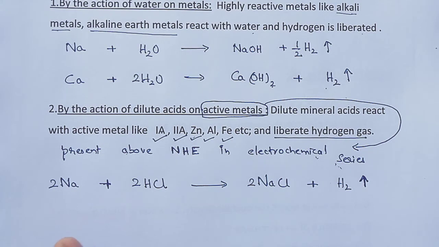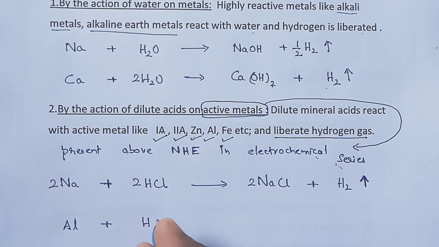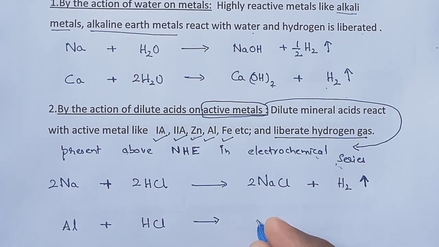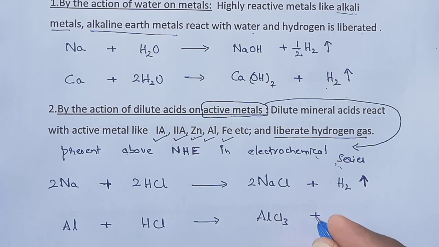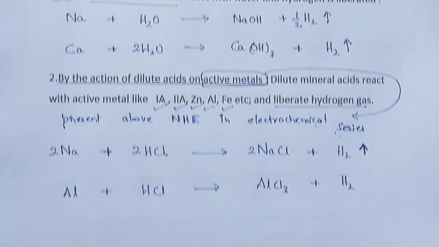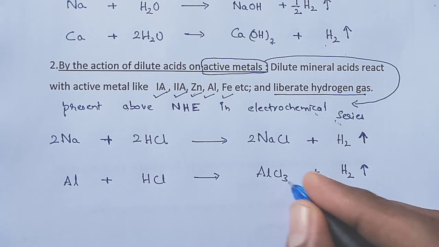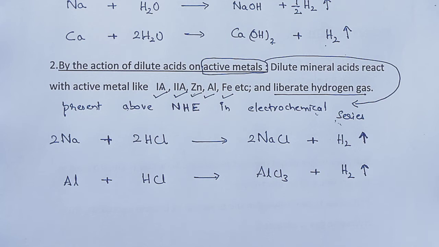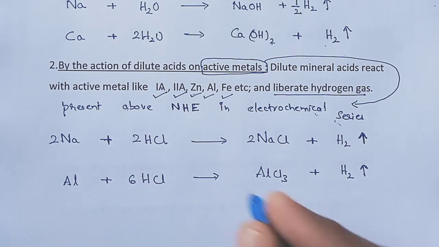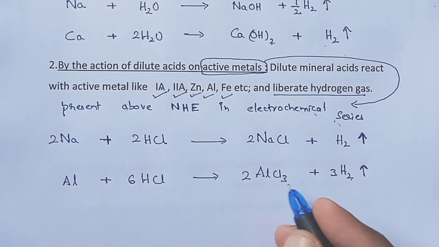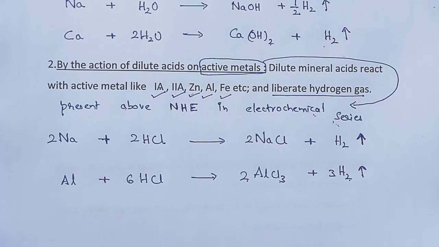Second one, this time let us consider aluminium. When aluminium is made to react with dilute hydrochloric acid, it will form aluminium chloride and hydrogen gas. Hydrogen is liberated in the form of gas and aluminium chloride will be in aqueous solution. And here if we balance, there are 3 chlorines and there are 2 hydrogens. Therefore put 6 here, 2 and 3. 3 2s are 6, 3 2s are 6, 6 6 balanced. So anyway, hydrogen gas is produced.